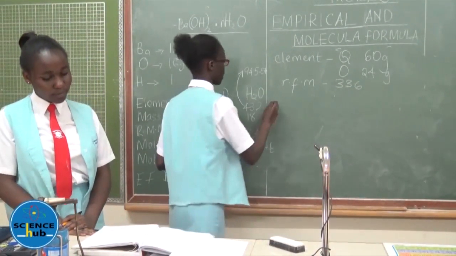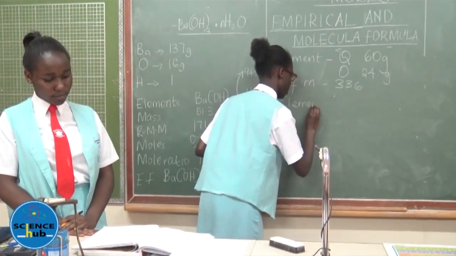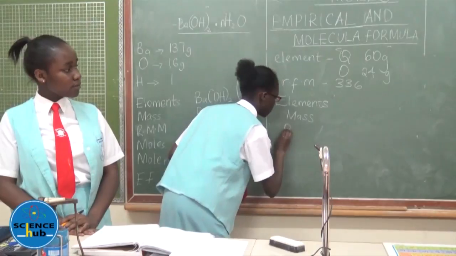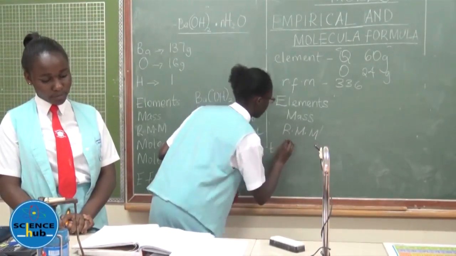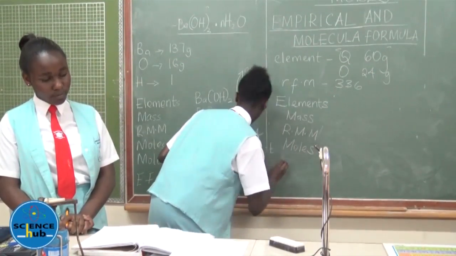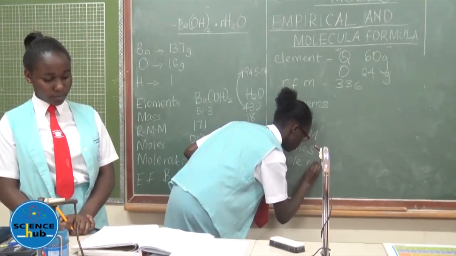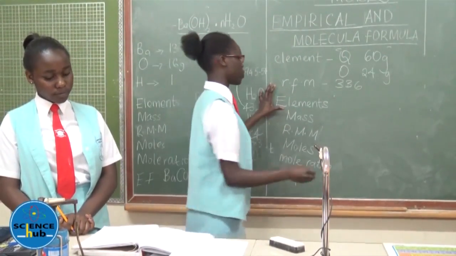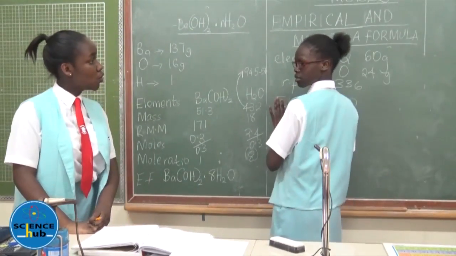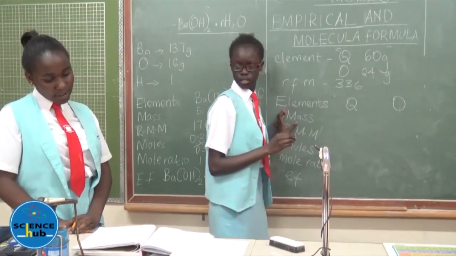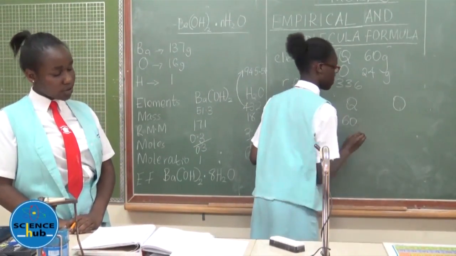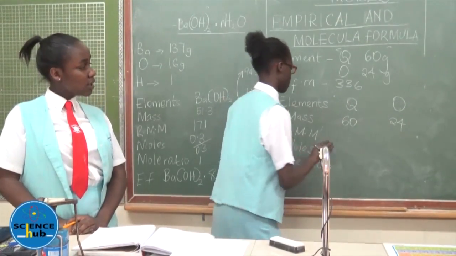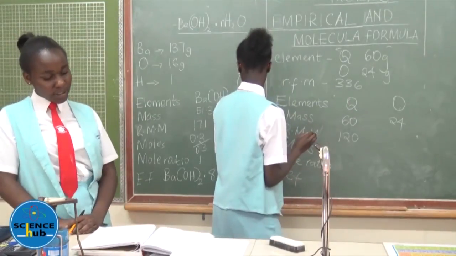First of all, we will write the summary. This is elements, the mass, relative molecular mass, moles, mole ratio, and the empirical formula. Now the elements are Q and O, oxygen. The mass, 60 grams for Q, 24 grams for oxygen. The RMM for Q is 120 and for oxygen is 16.